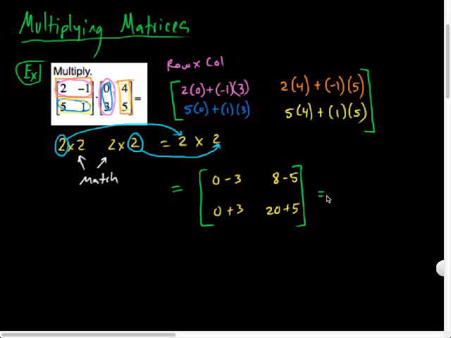So let's see. So this is going to equal the 2 by 2 matrix. 0 minus 3 is negative 3, and then positive 3, positive 3, and 25. And that will be our answer to the product.